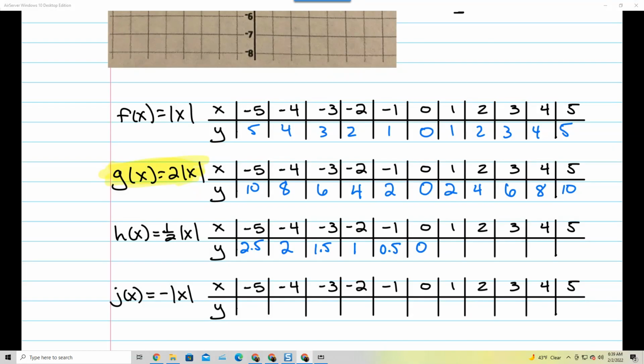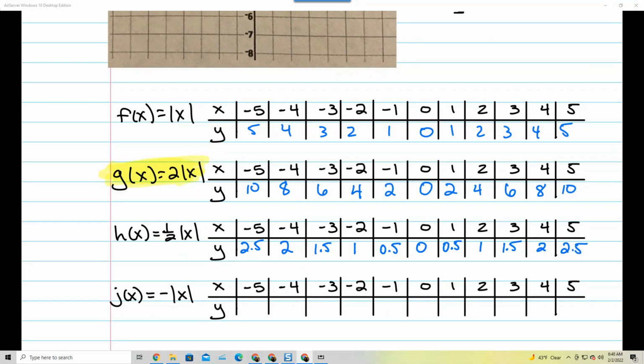And once I get to this 1, I'm going to substitute it. Absolute value of 1 is 1. And if I take half of 1, then what I get is 0.5, and that's where my reflection takes place. That means all the numbers going this way are going to be exactly the same as all the numbers going that way. So I can fill out the rest of my table. I'm going to get 1, 1.5, 2, and 2.5.